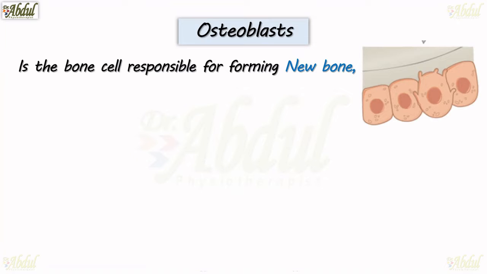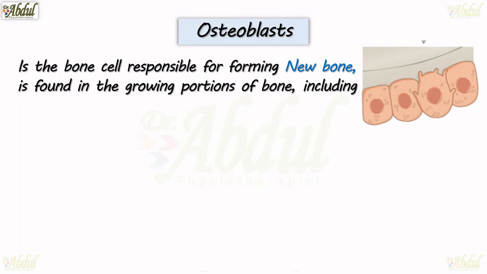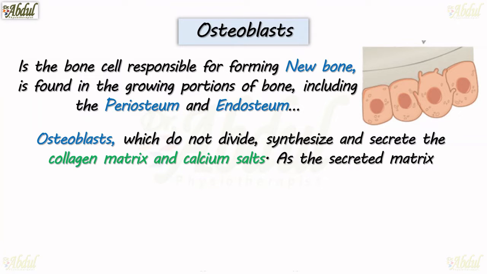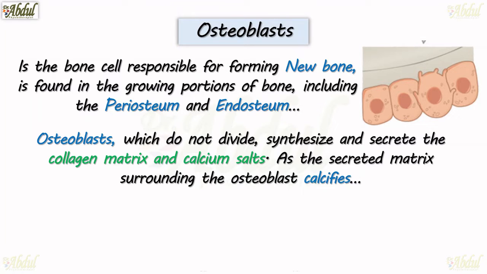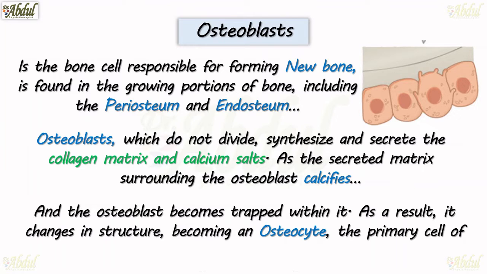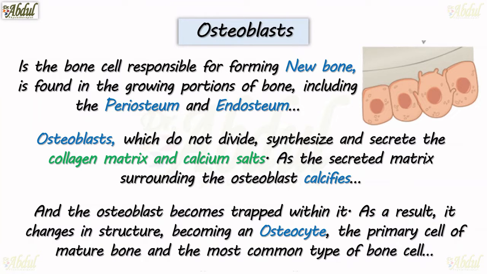It is the bone cell that is responsible for forming new bone, found in the growing portion of bone including the periosteum and endosteum. Osteoblasts, which do not divide, synthesize and secrete the collagen matrix and calcium salts. As the secreted matrix surrounding the osteoblast calcifies and the osteoblast becomes trapped within it, it changes in structure, becoming an osteocyte. The osteocyte is the primary cell of mature bone and the most common type of bone cell.